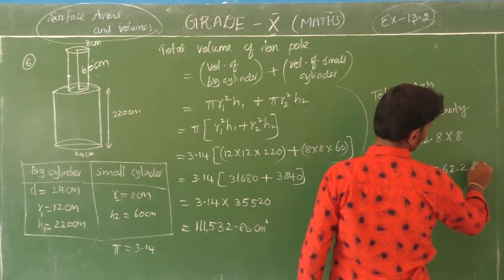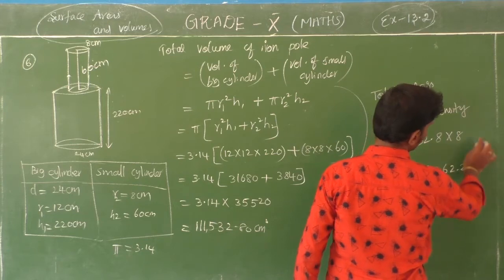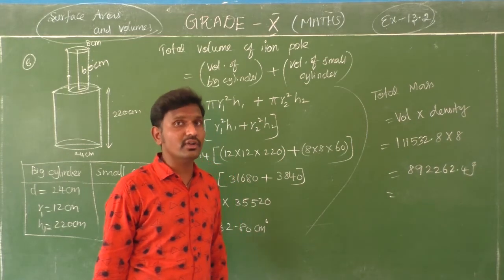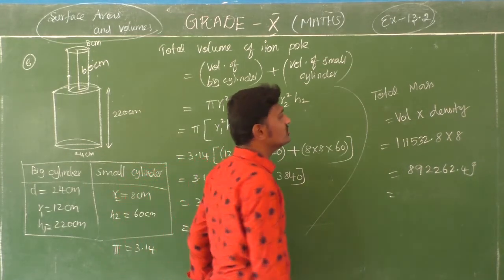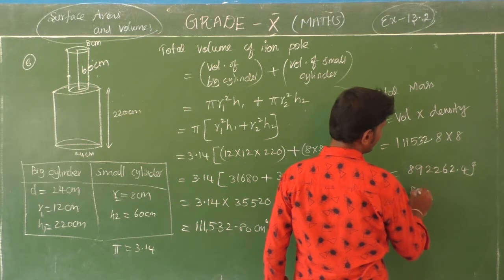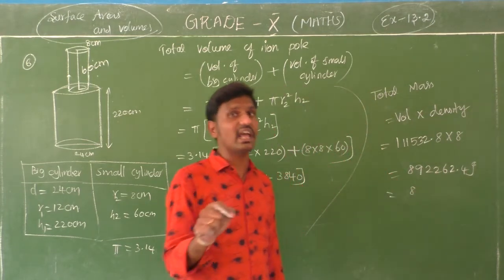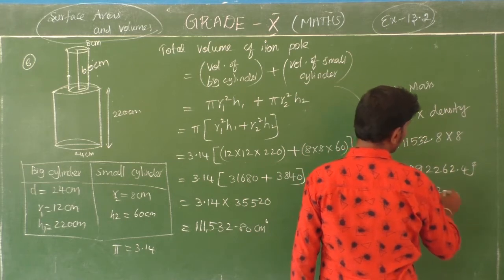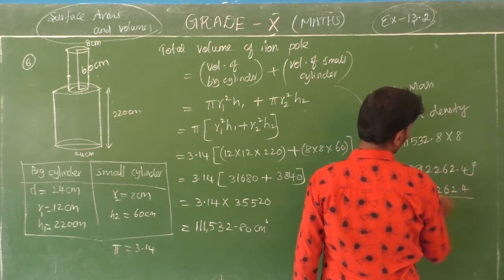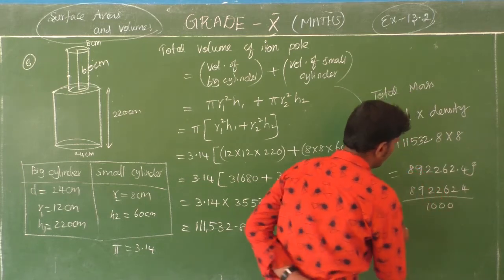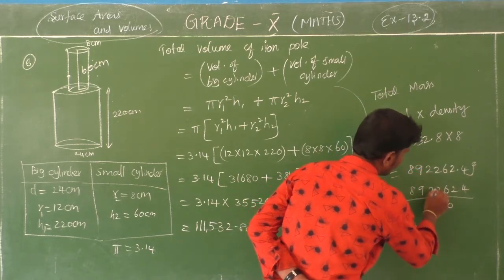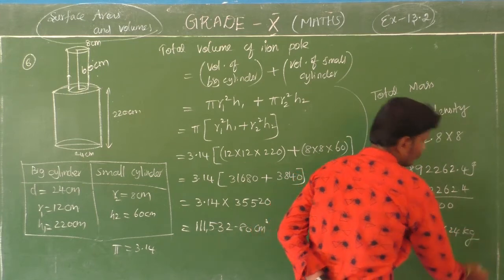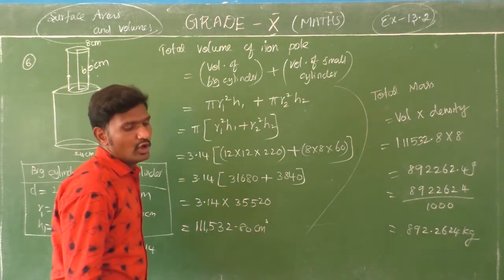89,262.4 gram. But the final answer we are going to convert into kilogram. Okay, so that's why I am going to divide by 1000. Why? Because 1000 gram equals 1 kilogram. Yes, students. Okay. So 89,262.4 divided by 1000 to get 892.2624 kilogram. Okay. So this is your total mass.